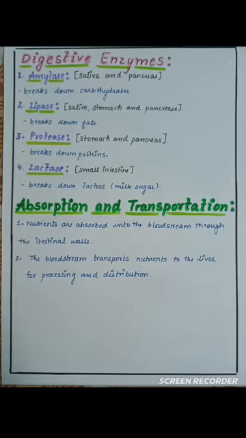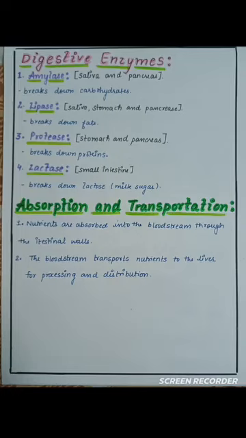The second enzyme is lipase, which is present in saliva, stomach and pancreas. The function of lipase is breakdown of fat. Protease is present in stomach and pancreas. It breaks down protein. And the last enzyme is lactase, which is present in the small intestine, and the function of lactase is breakdown of lactose, that is milk sugar.